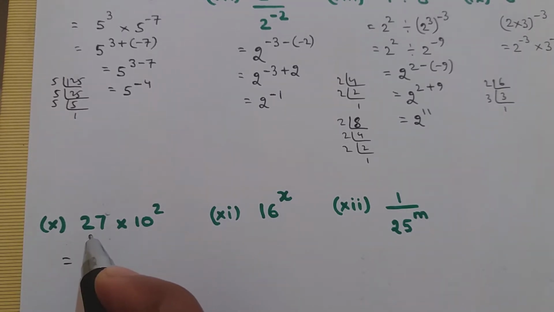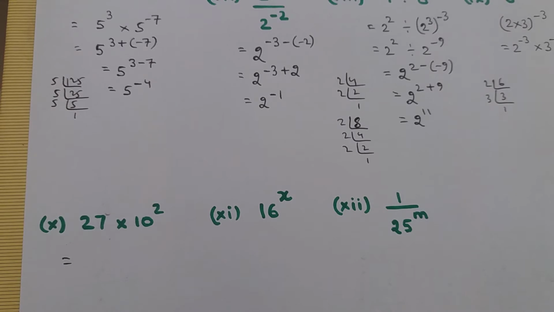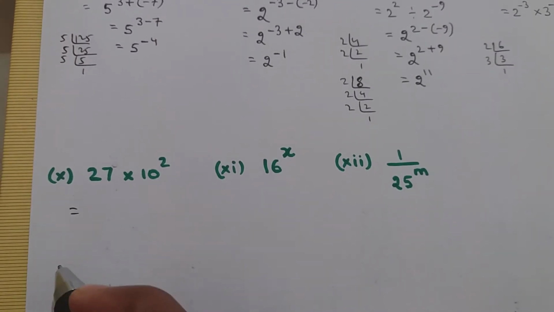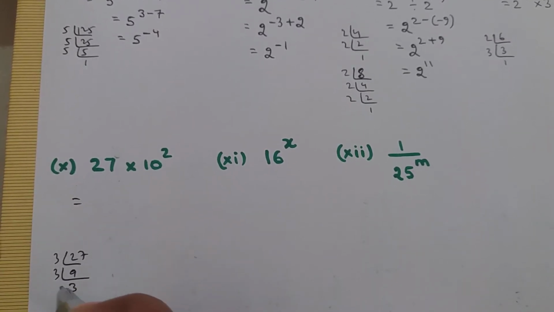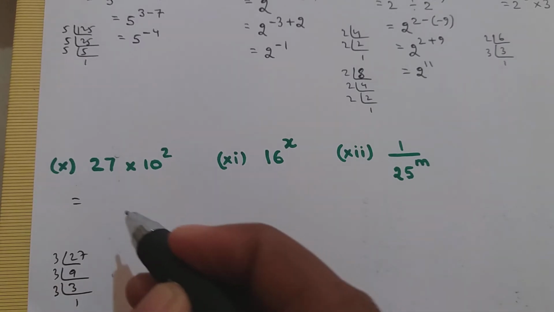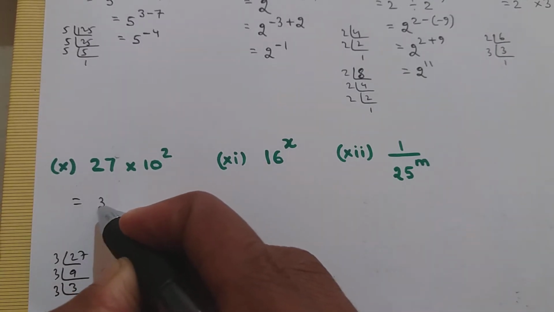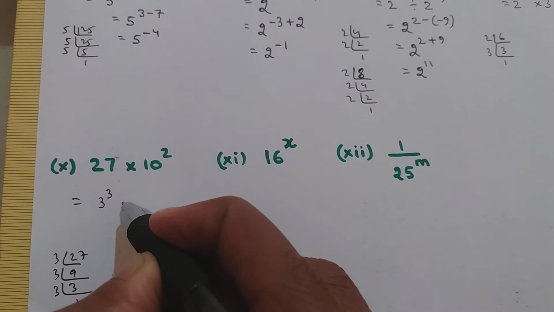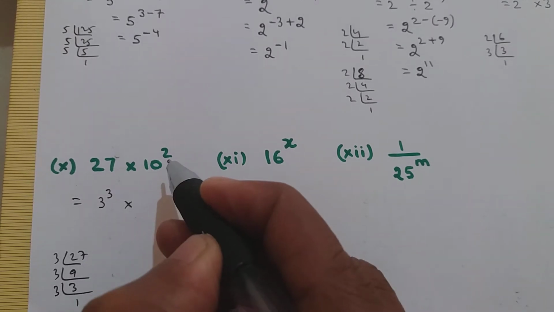27. So I will do the prime factorization of 27. So 3 9s are 27, 3 3s are 9, 3 1s are 3. So 27 is 3 into 3 into 3, or I can say 3 raised to the power 3. So 27 is 3 raised to the power 3 into 10 square.